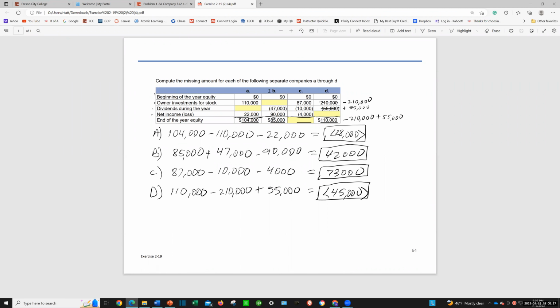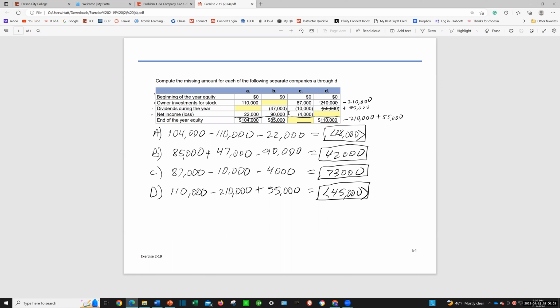On B, we're going to do the same thing. We're trying to solve for owner's investment. We need to get rid of these two numbers. So we got minus 47,000. How do we get rid of it? Well, plus 47,000. So if we do that on this side of the equation, we have to do it on that side as well. So we're going to start putting our number here, 85,000, and then put our plus 47,000 here, and we're good.